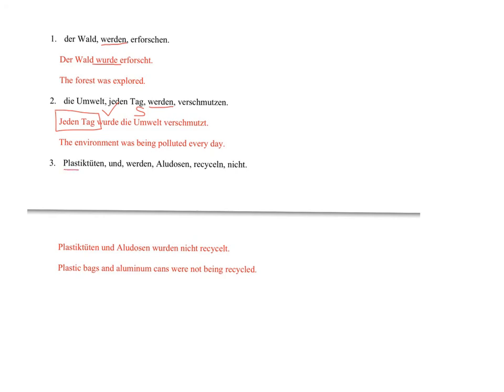And then same example as before again with Plastiktüten und Aludosen. So we had plural subject that instead of werden, that they are being, we were changing it to past tense, that they were, they were not being recycled. So subject first, then our verb, then the past participle of recyclen is at the end, so nicht has to fit in between those.